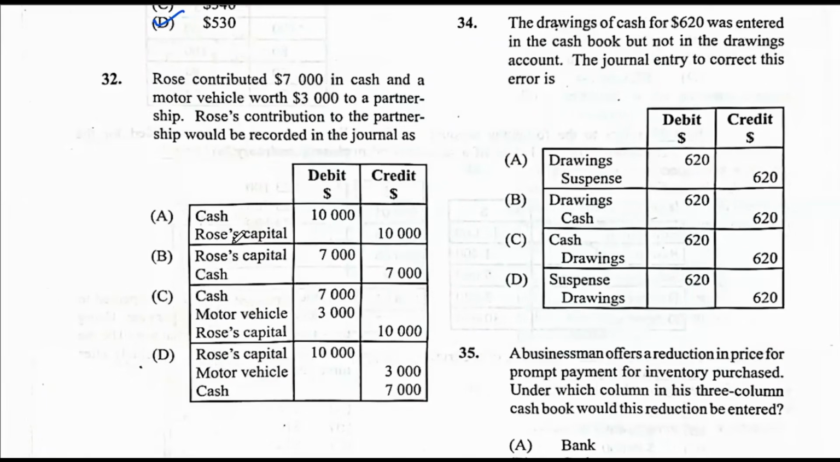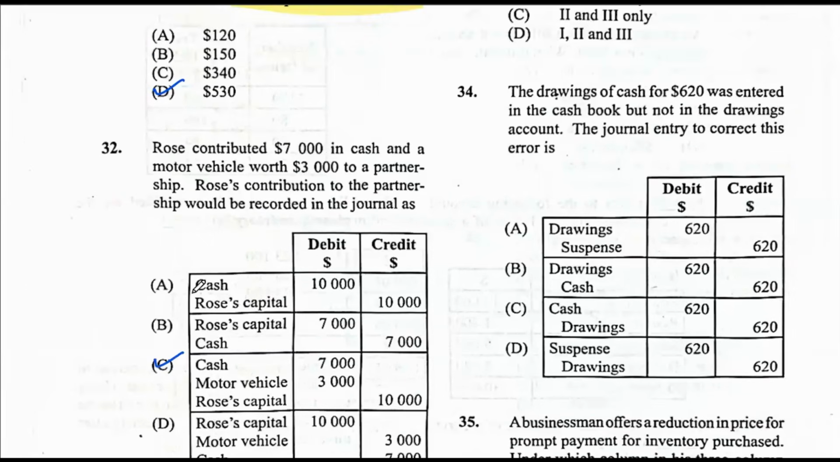So far, I'm only seeing A and C as our options because capital obviously is credited 10,000. But now the cash and the motor vehicle are both assets, and the best option for us here will be C, guys. Check it out. Cash being debited 7,000, motor vehicle being debited 3,000, and the capital being credited 10,000. So good job there so far as well. Answer for 32 is C.